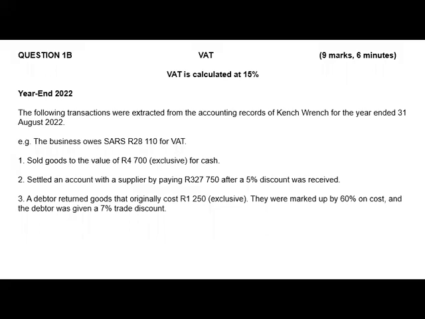Milan, this is a continuation of the previous video about canned range. We will be focusing on VAT. Here you are told that VAT is calculated at 15%.